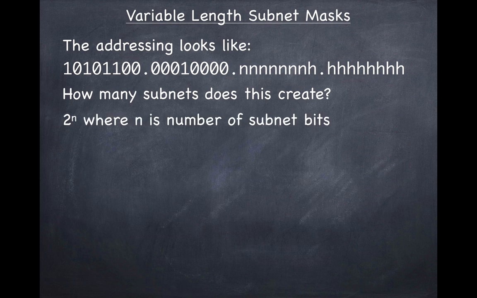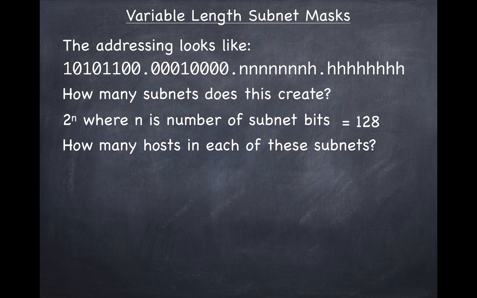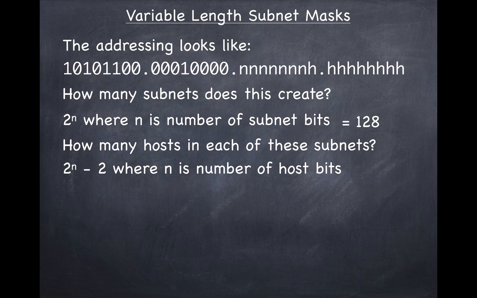So in this case, 2 to the n, where n is the number of subnet bits, n from the n's in the network bits up there at the top, is 128. So how many hosts are in each of these subnets? We needed 300 for the first one. 2 to the n minus 2, where n is the number of host bits. If you solve that, it comes out to be 510.